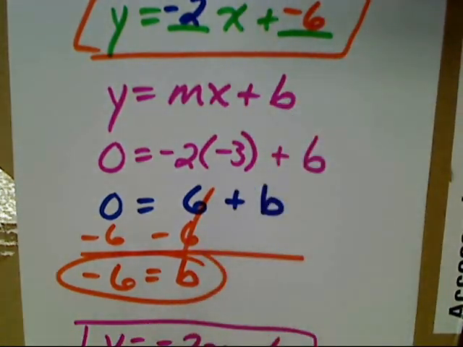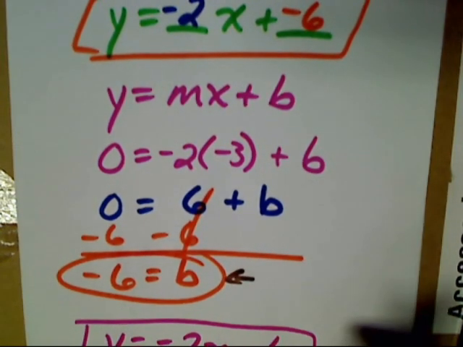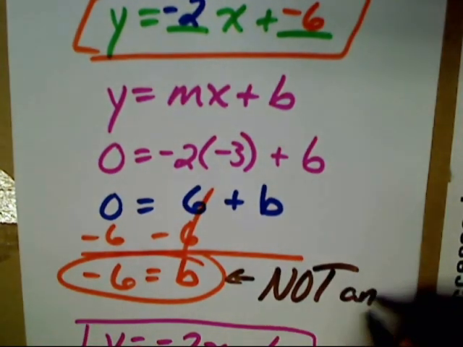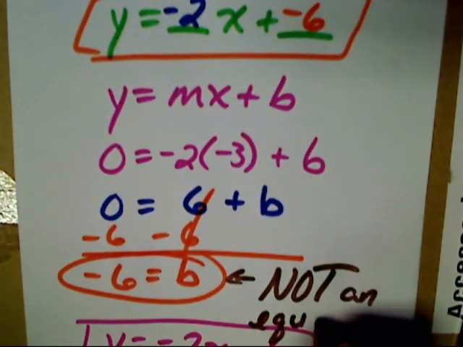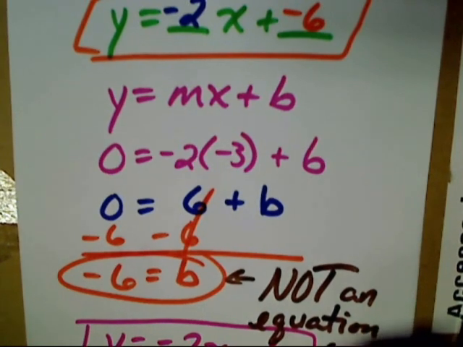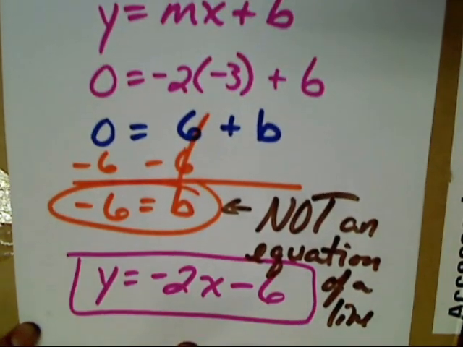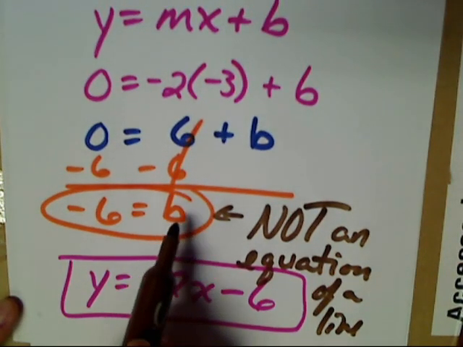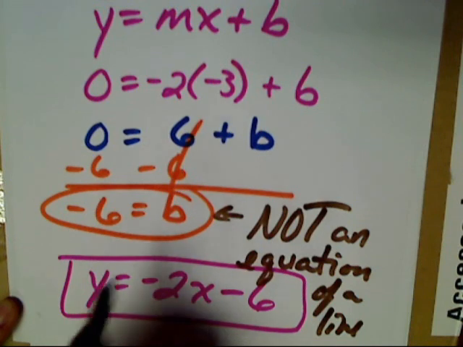Now remember, this is a key thing. Right here, b equals negative 6 is not an equation of a line. Not an equation of a line. This is telling me the value of the y-intercept. It's not an equation of a line.